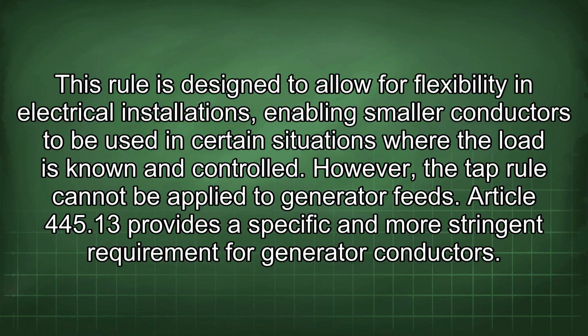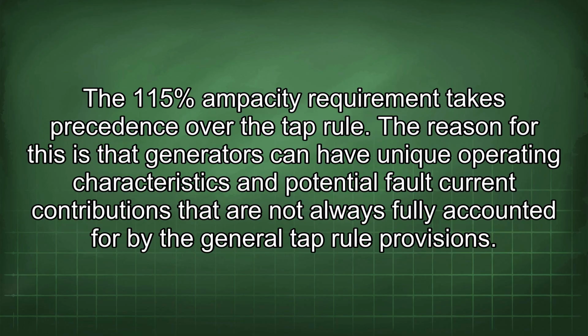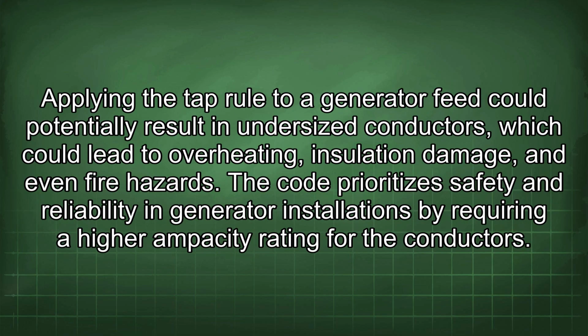Article 445.13 provides a specific and more stringent requirement for generator conductors. The 115% ampacity requirement takes precedence over the tap rule. The reason for this is that generators can have unique operating characteristics and potential fault current contributions that are not always fully accounted for by the general tap rule provisions. Applying the tap rule to a generator feed could potentially result in undersized conductors, which could lead to overheating, insulation damage, and even fire hazards. The code prioritizes safety and reliability in generator installations by requiring a higher ampacity rating for the conductors.